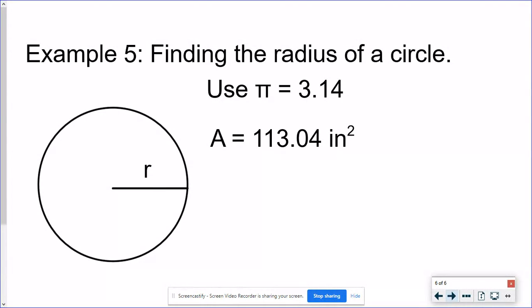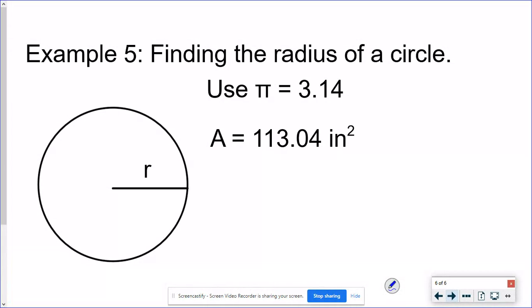For this last example, we're finding the radius of a circle. I know the area of the circle. This problem does say to use 3.14 for pi instead of the pi button. There are times when directions will specifically say use 3.14, and it's usually just to make sure that everyone gets a nice answer. I still tend to like using the pi button, but in this particular problem, the way that it's written, 3.14 works out very nicely.